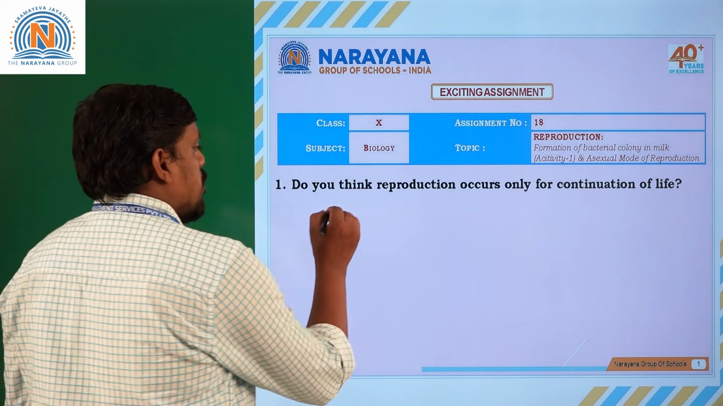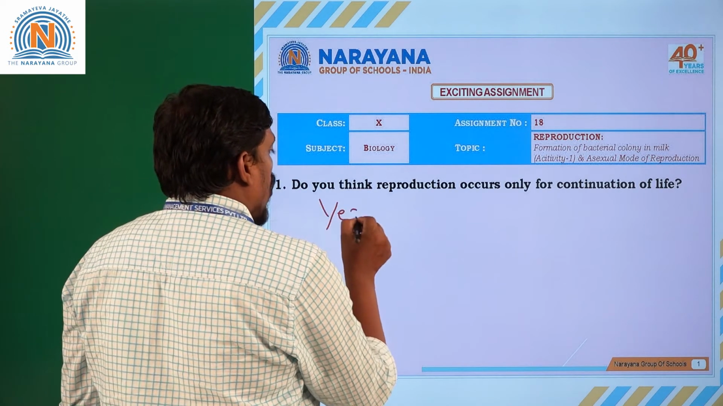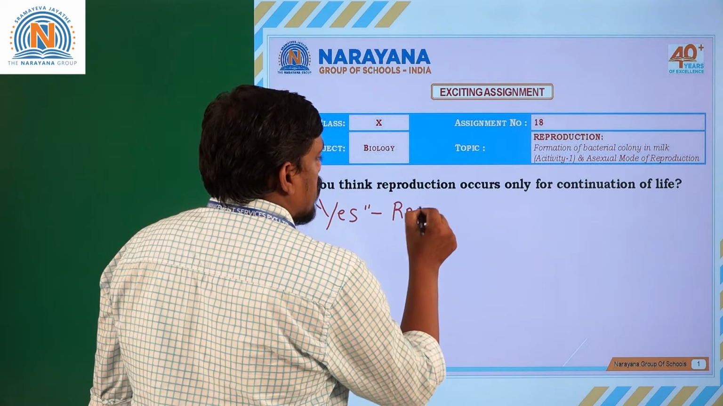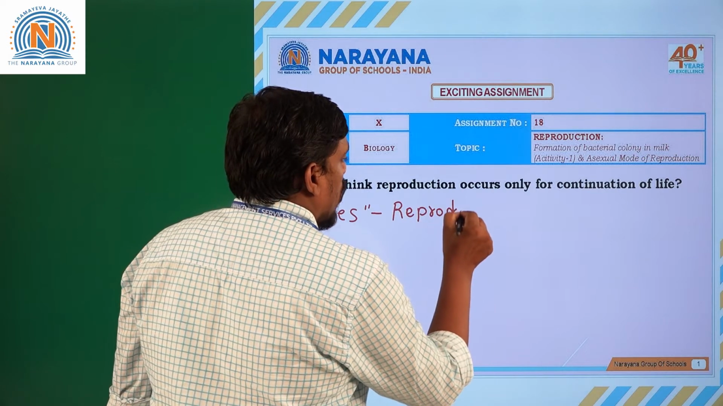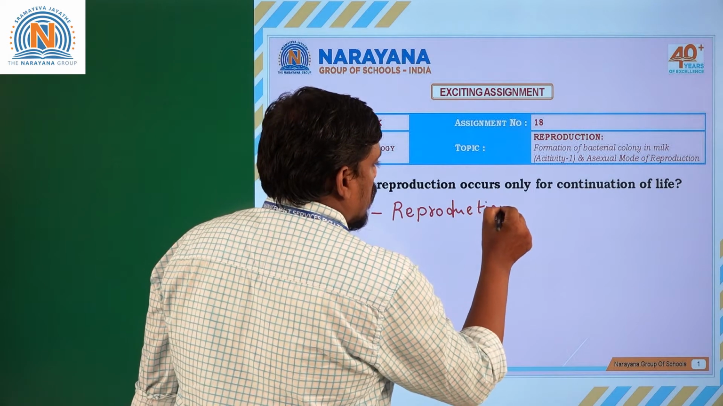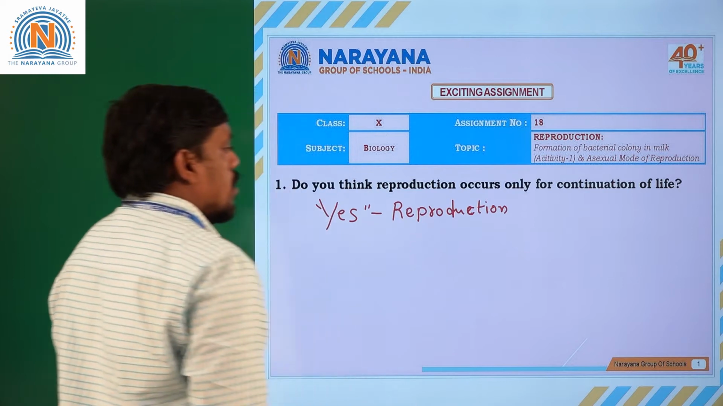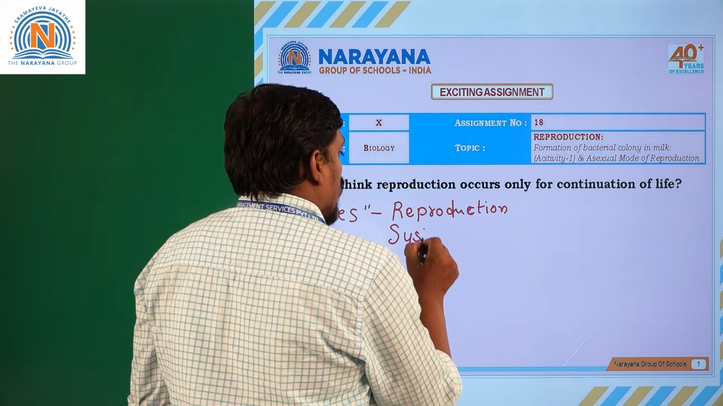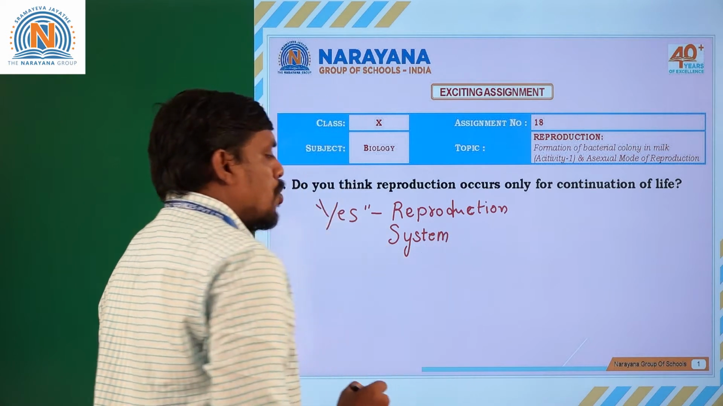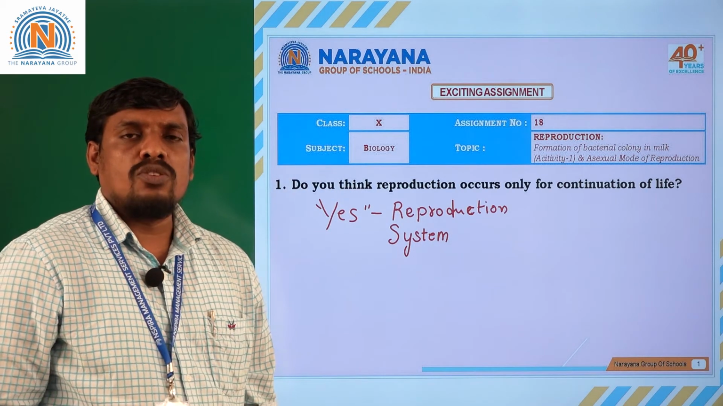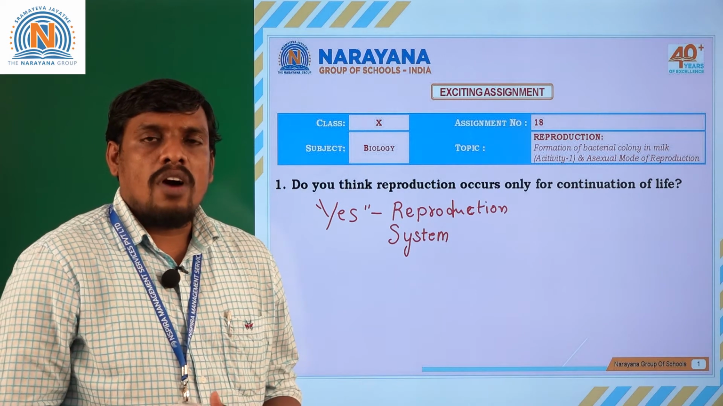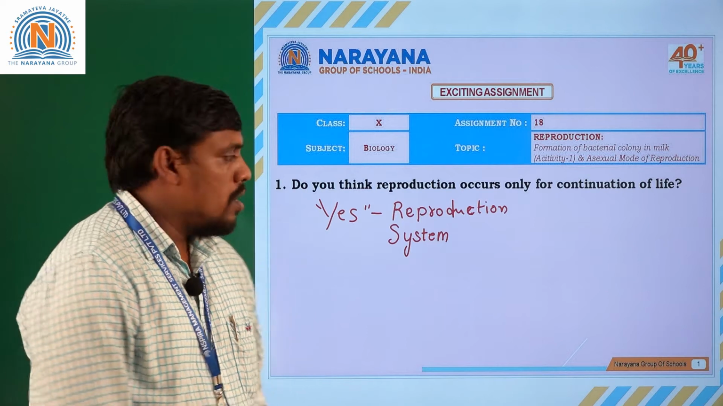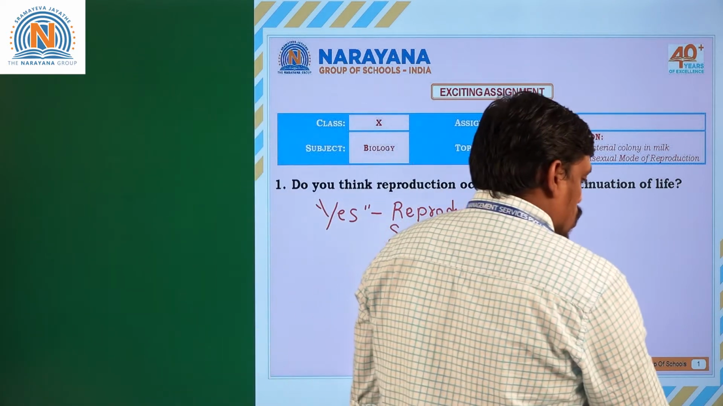Yes, definitely. Life continues with the help of an important system that is seen in our body, called the reproduction process or reproduction system. The reproduction system includes the male reproductive system and the female reproductive system, which produce gametes. These gametes unite together and form a zygote, which is a result of continuation of life. Clear, students? Going for the next question.